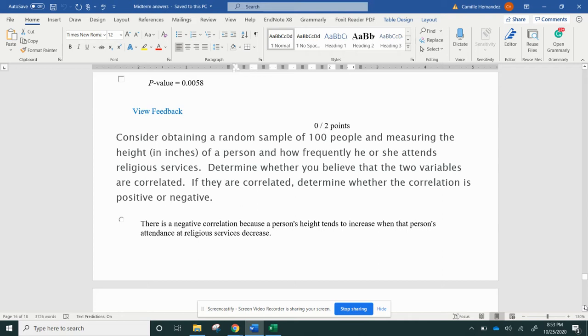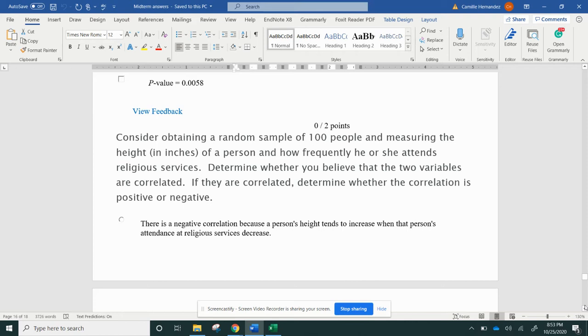Okay, so question. Consider obtaining a random sample of 100 people and measuring the height in inches of a person and how frequently he or she attends religious services. Determine whether you believe that the two variables are correlated. If they're correlated, determine if the correlation is positive or negative. All right. So this is a weird one.